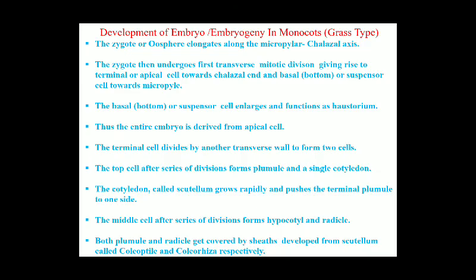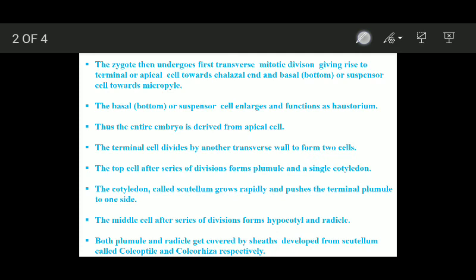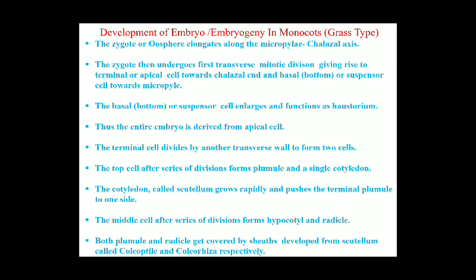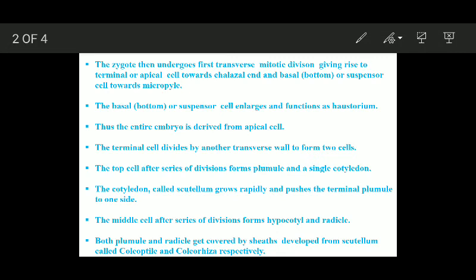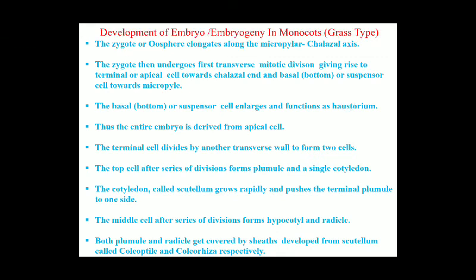Now the development of the monocot embryo, or embryogeny in monocots. Monocot embryos are also named grass type embryos because grasses are the representatives of monocots, and embryo development in monocots has been extensively studied in grasses. So you can use the term grass type embryo. The embryo development takes place in a number of steps. We will try to remember all these steps one by one.